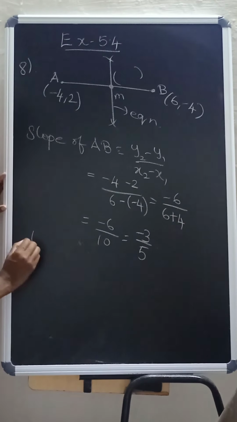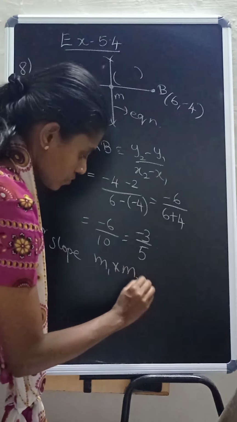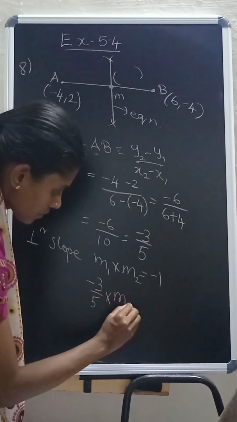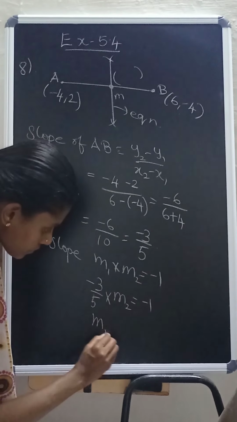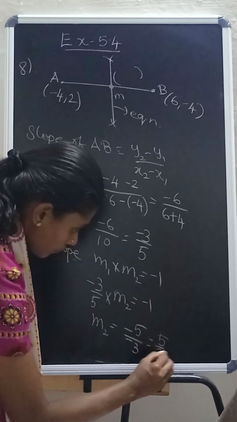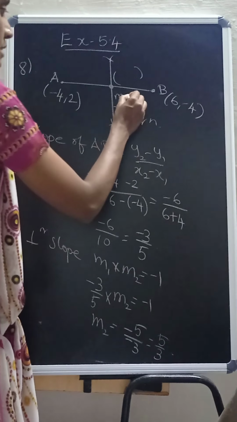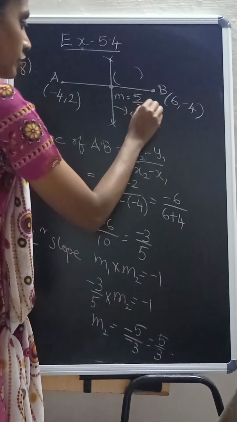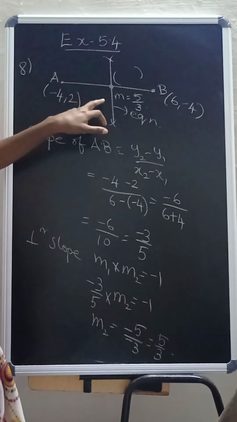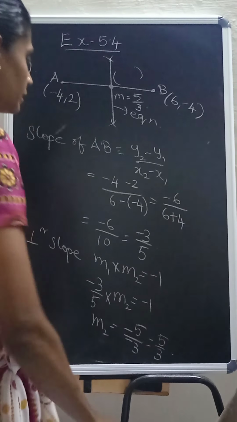Now perpendicular slope. So the slope of the perpendicular bisector is 5/3. Now we are going to find the passing through point. The passing through the point is the midpoint of AB.